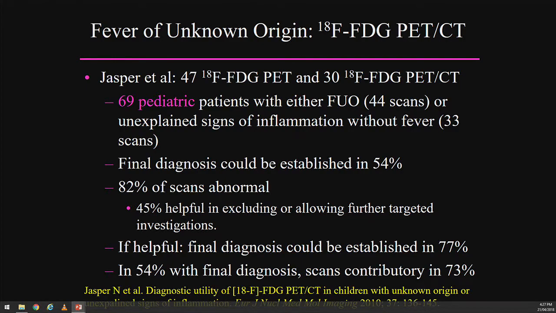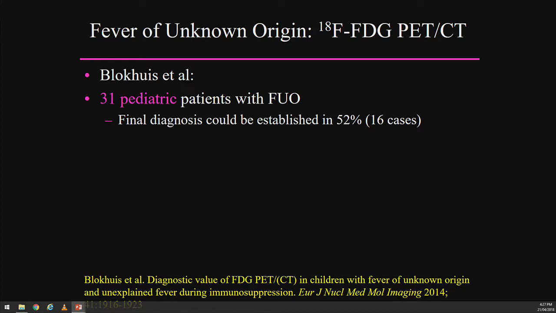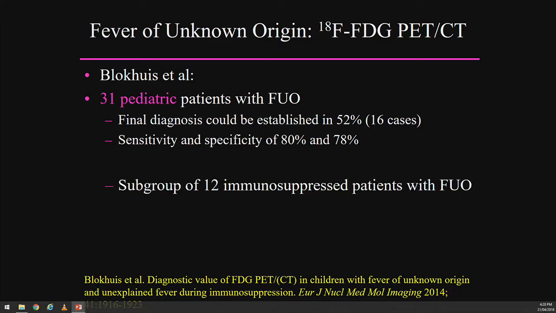When the scans were helpful, they could make a final diagnosis in 77%. And in those 54% with final diagnoses, the scans were contributory in 73. A more recent study by Blokis et al. looked at FDG PET in 31 pediatric patients with FUO, and their numbers were similar. Final diagnosis could be established in about half, with high sensitivity and specificity.